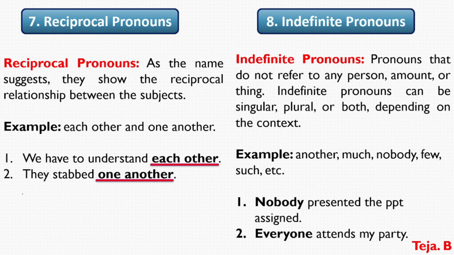Let's see. Here are two examples. Nobody was present at the PPT. Here, nobody is the pronoun. That's what we call an indefinite pronoun. It does not indicate any person in particular. Next one, everyone. Everyone is an indefinite pronoun. It does not show any person in particular. That's why the pronouns nobody, everyone, few, such, another are all indefinite pronouns.